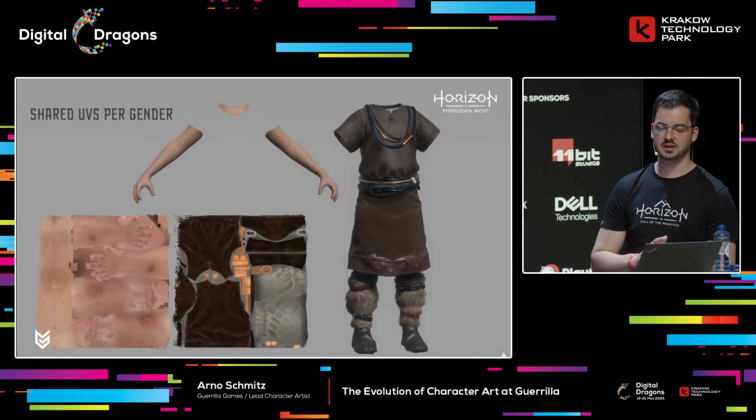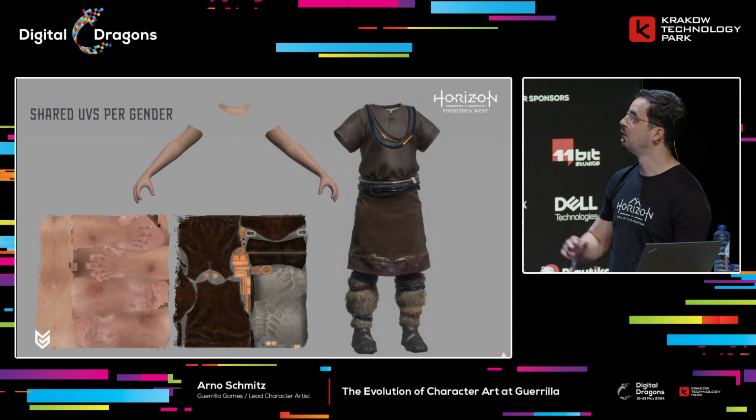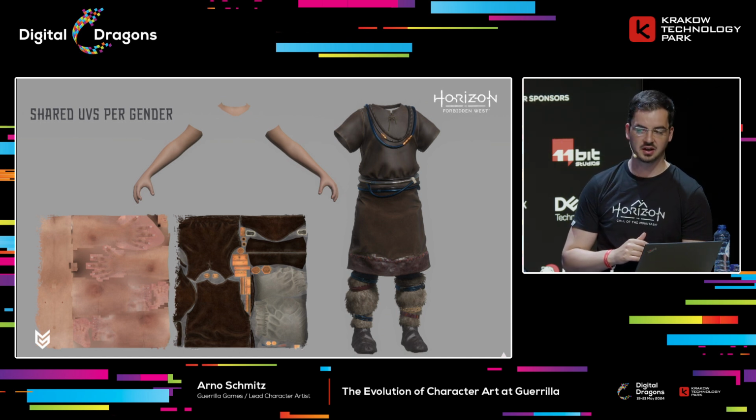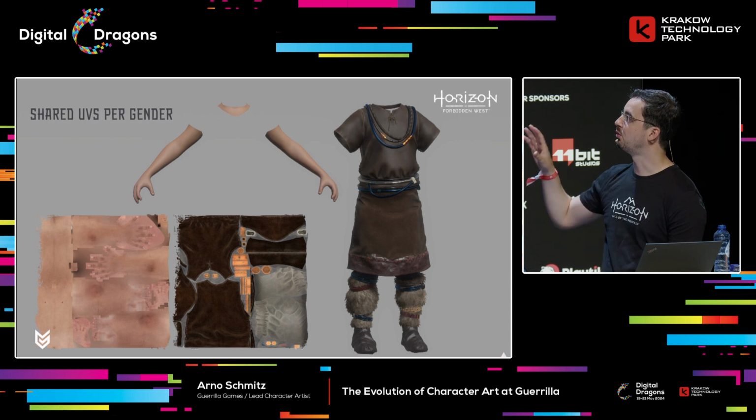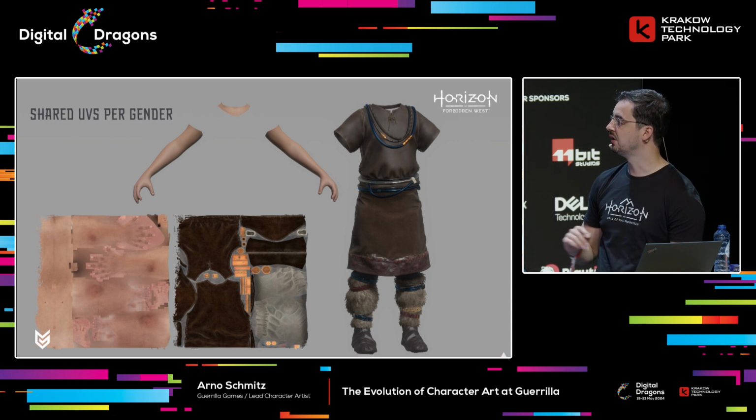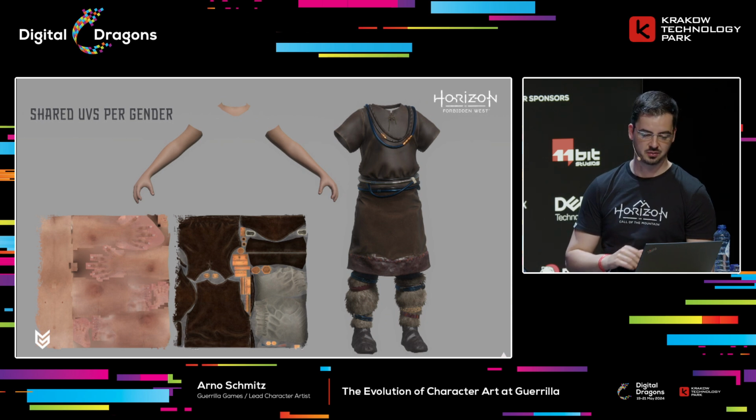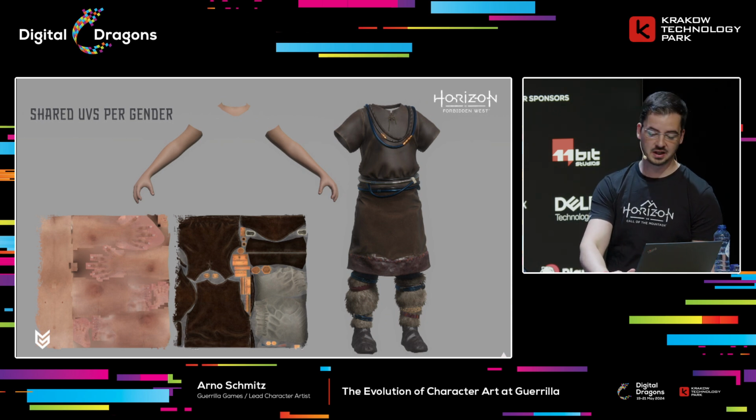So for Forbidden West, we decided to do it like this. We're still chopping away everything of the base body that is not necessary, but we're keeping it on its original UVs, and that means we also just have a separate material that samples straight from the skin texture.